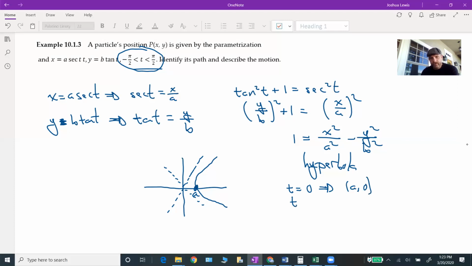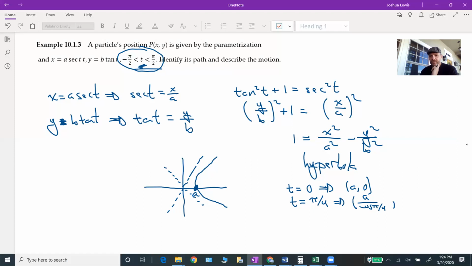And then how about we move over to, I don't know, how about, now I'm going to be careful here. I'm not going to do pi halves because remember, technically that's not a possible value for t. And furthermore, x isn't defined at pi halves. So I could do something like pi fourths. And if that's the case, then x is going to be a over cosine pi fourths. And y is going to be tangent of pi fourths.